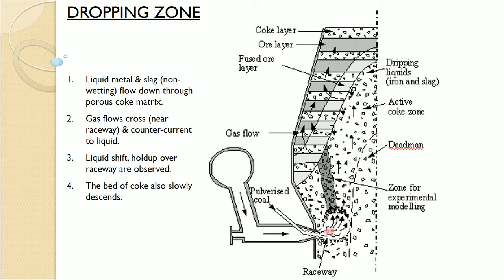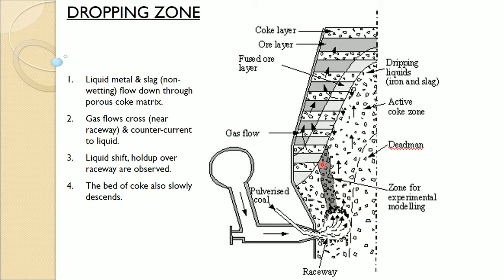So, near the raceway region or near the tuyere, counter-current flow of liquid occurs in this region, and liquid holdup over the raceway is observed. So, melting liquid is flowing through this, so one can expect liquid holdup in this region. Quite a lot of liquid holdup is observed, and the bed of coke also slowly descends in this direction. So, with respect to liquid this is like a co-current flow, which I think you are familiar with by now.